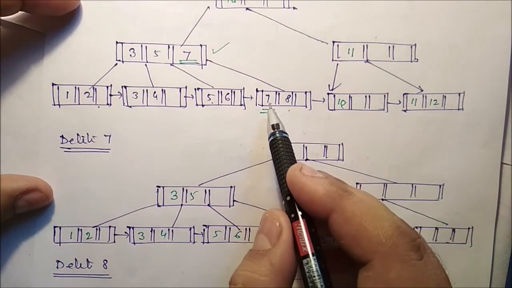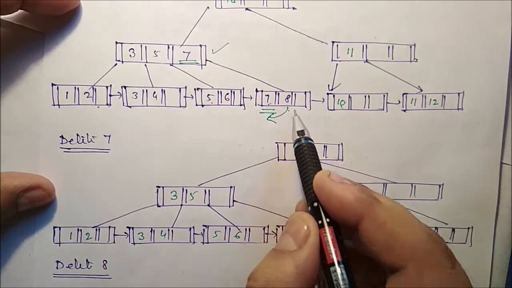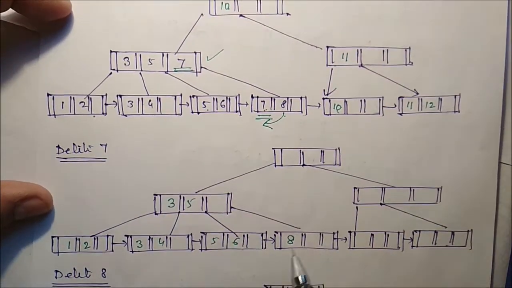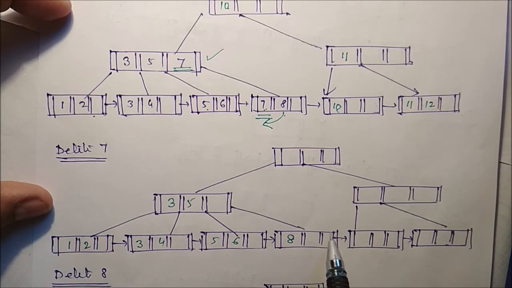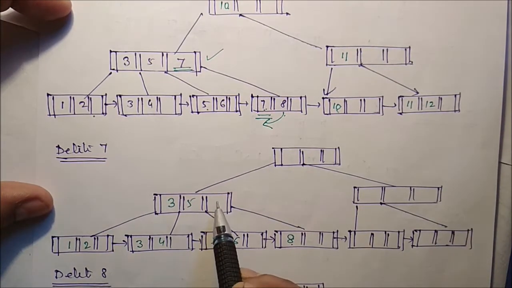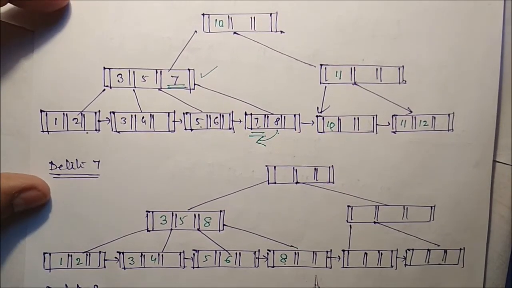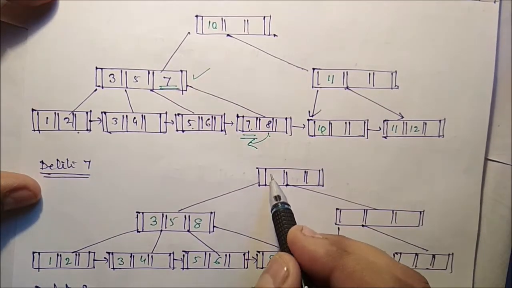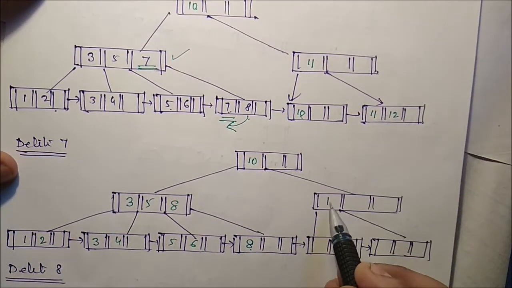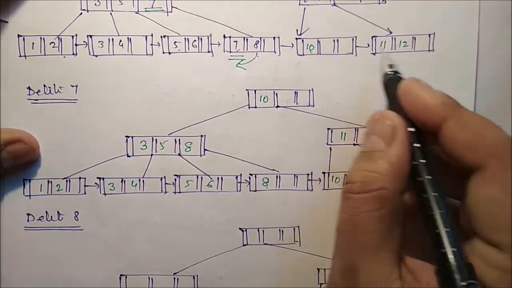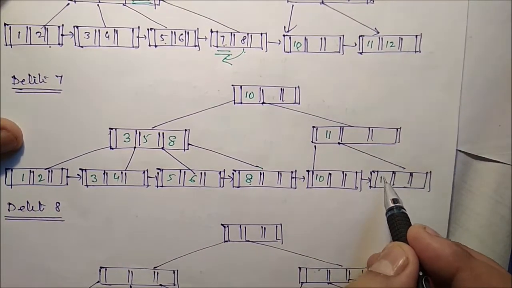And here if you remove 7, you have to shift 8 here. So 8 should be here. And if you remove this 7, the minimum value of this particular node is 8. So here you have to put 8. Are you getting? So the rest are same. So here I put the 10, here it is 11, and here 10 should be there, and here it is 11, 12.